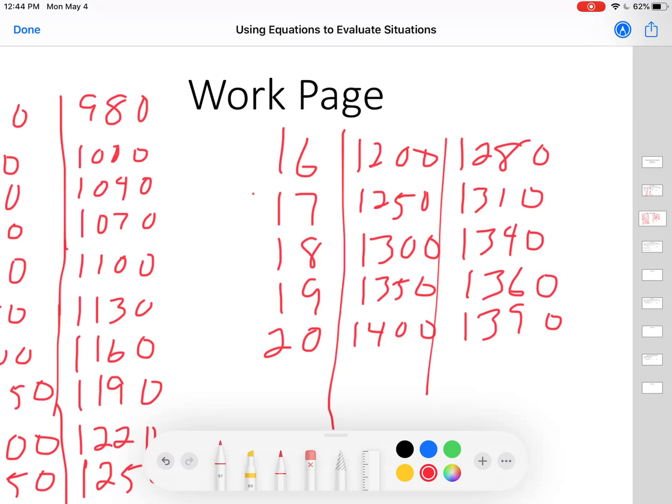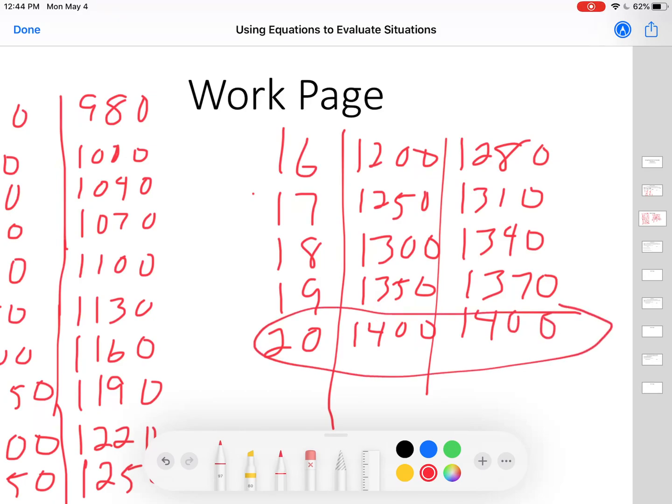1,390. Oops, I made a mistake. Do you see it? This should be 1,340 plus 30 is 1,370. 1,370 plus 30 more makes 1,400. Yay! We found it. We found when they are equal.